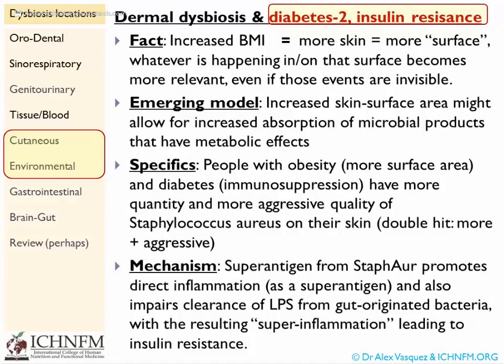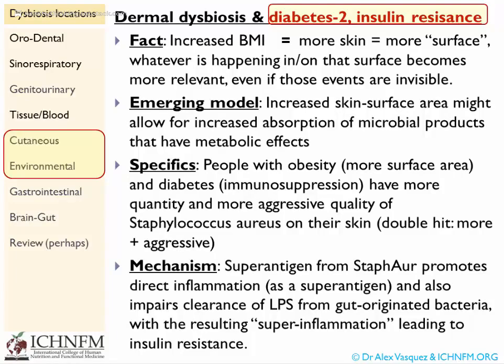So the fact is, patients with increased body mass index, which correlates with obesity, have more skin and therefore more surface. So whatever's happening in or on that surface is going to become more relevant, even if those events are invisible. One emerging model is that increased skin surface area might allow for increased absorption of microbial products that have metabolic effects, specifically inflammatory effects that eventually lead to insulin resistance, and that, of course, feeds the obesity and diabetes cycle.